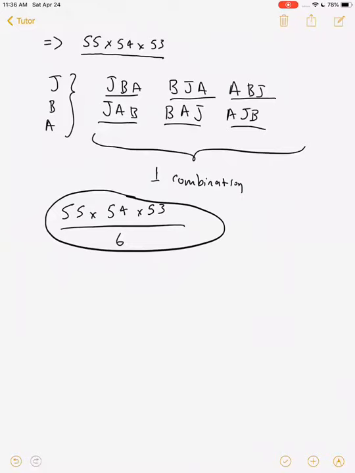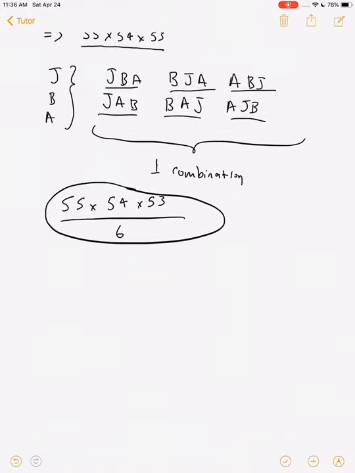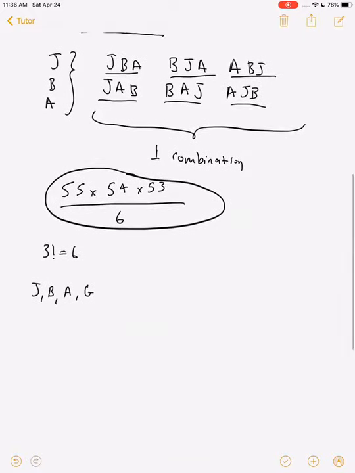there are to order something, like a 4-person group or a 5-person group, then it's just going to be the number of people factorial. Because 3 factorial, for example, so J, B, A, would just be 3 factorial, which equals 6. If I was choosing J, B, A, and G, maybe add George to the group, then I would divide it by 4 factorial.